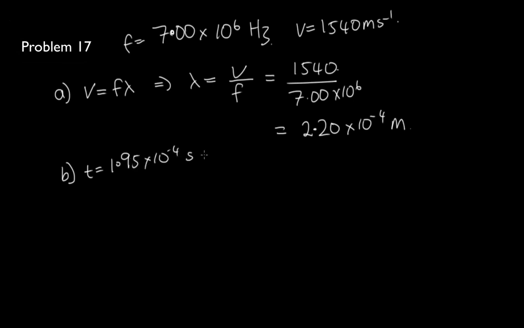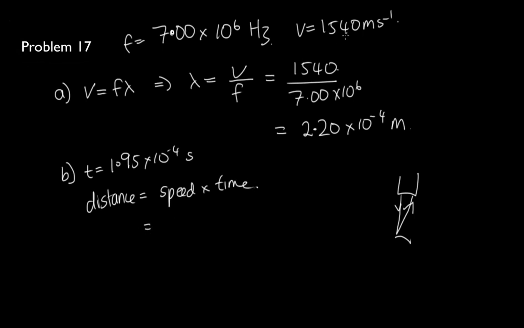Part B asks us if the signal takes 1.95 times 10 to the minus 4 seconds to return to the scanner after leaving the scanner and reflecting off part of the baby, how far is that part of the baby from the scanner? So we've got our scanner, it sends out the signal and receives the reflection, and we need to work out what this distance here is. So we know that distance is equal to speed times time.